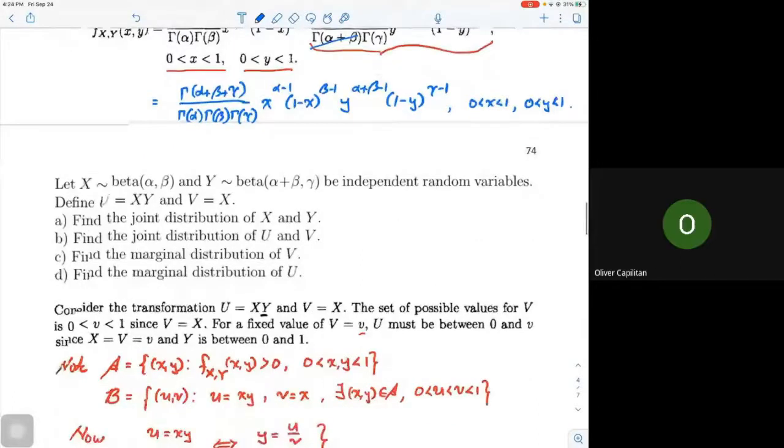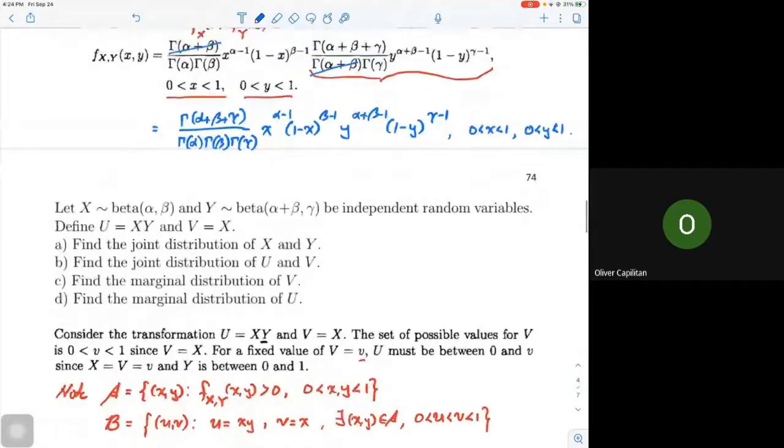Okay, so we have that. So we're going to use this joint PDF. Excuse me for a while.